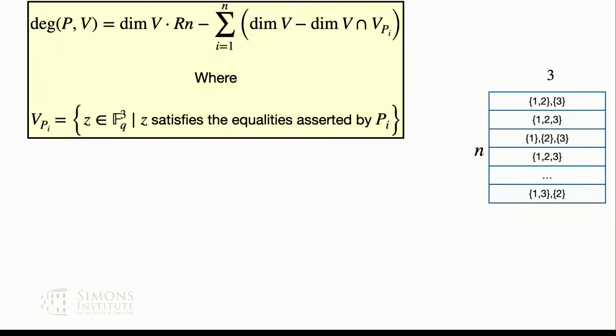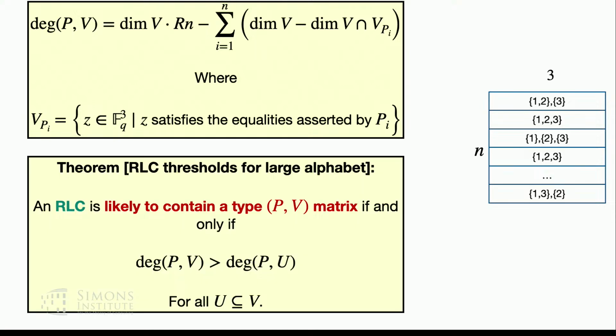And in a specific case where V is just the entire space, if it's Fq to the 3, then this would be just 3 minus the dimension of V, P, I, which is, yeah, very good. Yeah, it's exactly what we had when we originally defined this. I'm just saying that this notion of degree coincides with the notion of degree that we gave before for the specific case where V is the entire space.